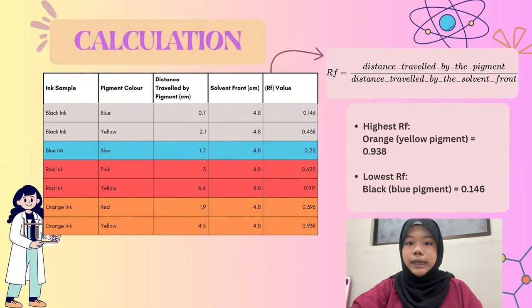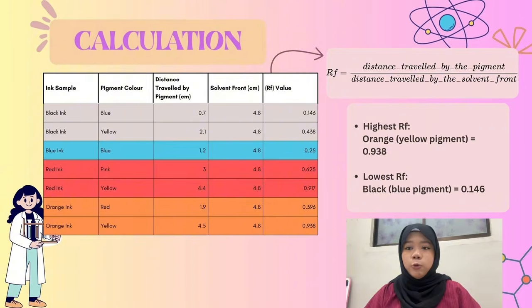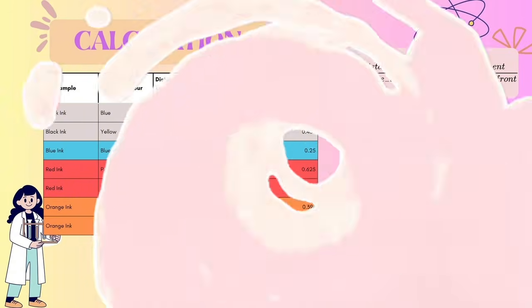And we can see that the highest RF value was shown by the yellow pigment from orange ink, indicating that it was the most soluble in the solvent and had the weakest attraction towards the chromatography paper. In contrast, the lowest RF value was shown by the blue pigment from black ink, meaning it was less soluble in the solvent and more strongly attracted to the stationary phase.